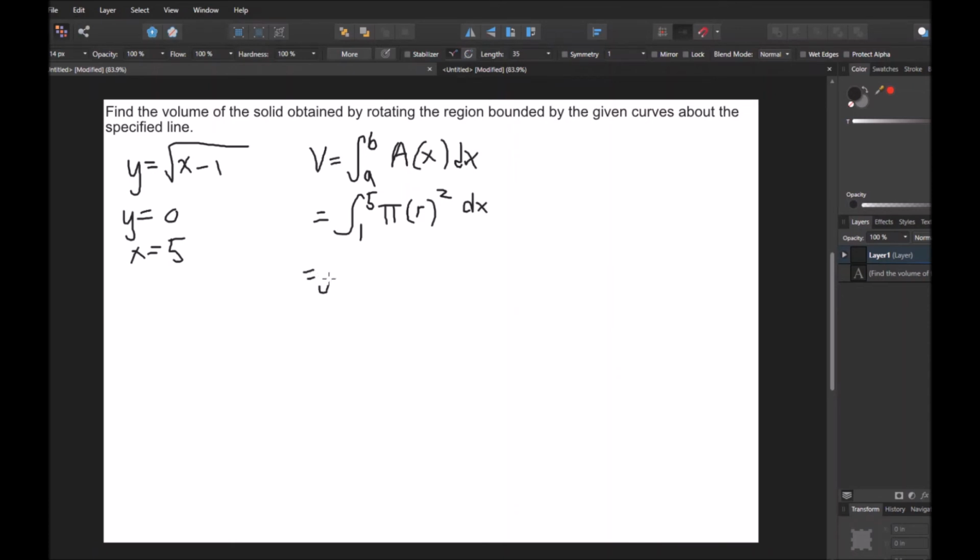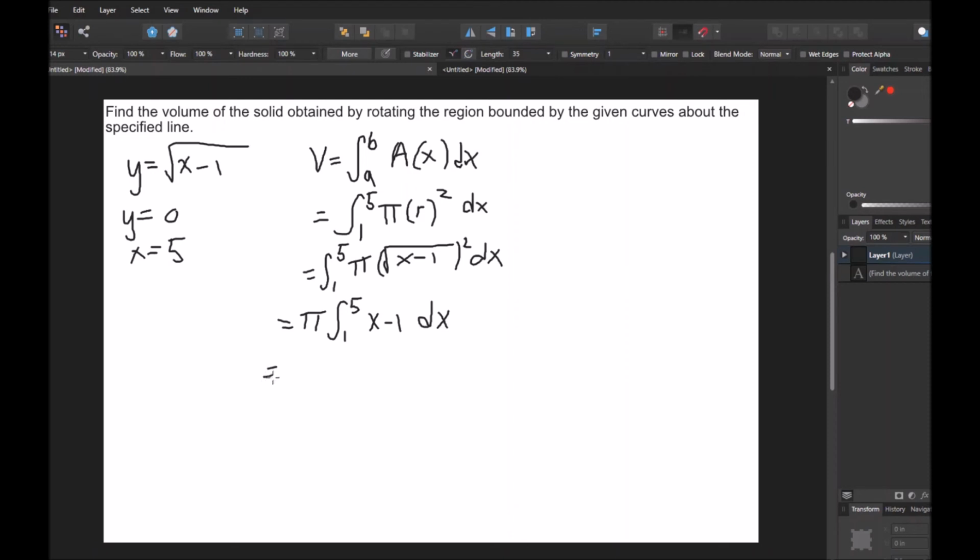So then our radius is going to be the square root of x minus 1. So we're going to have pi times the square root of x minus 1 squared dx. I'm going to move pi to the outside here. So pi times the integral from 1 to 5 of, and then the square root of x minus 1 squared is just x minus 1. So x minus 1 dx.